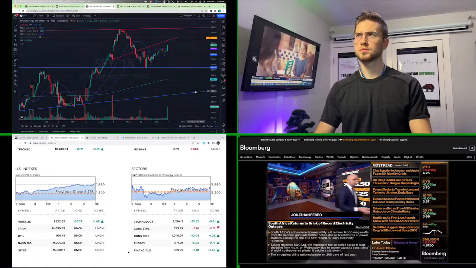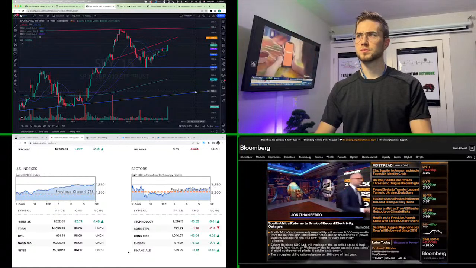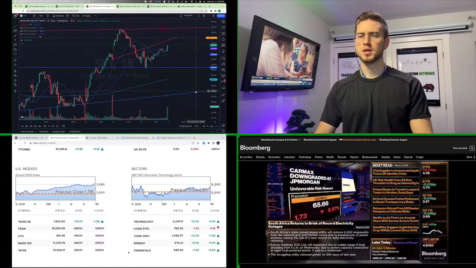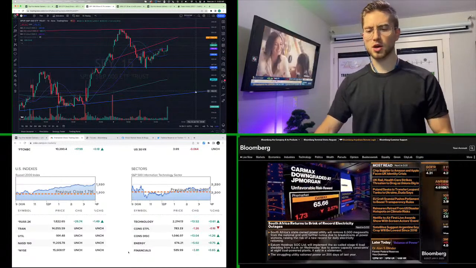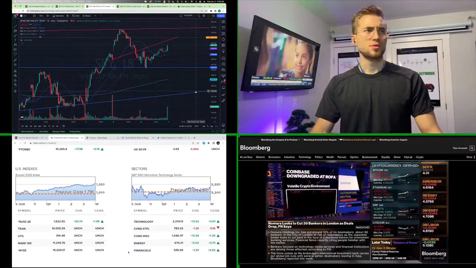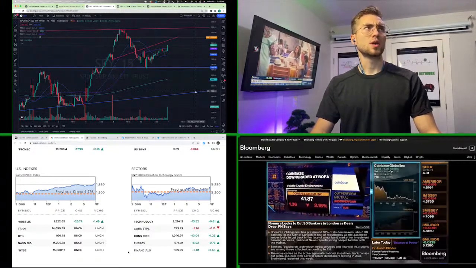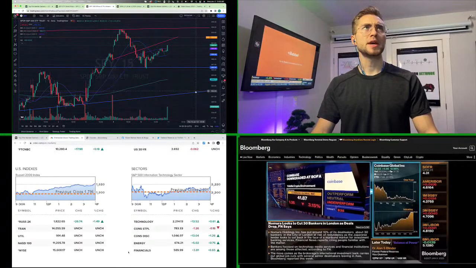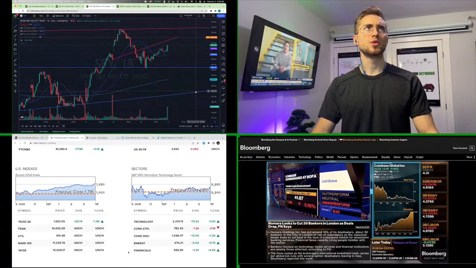Here's three. One from JP Morgan downgrading CarMax to underweight, $60 price target. BofA, Bank of America downgrading Coinbase to underperform, citing unfavorable risk reward following recent moves. Not a whole lot of outperformance. Really, ISRG is the only one that's in play, and potentially EVGO.